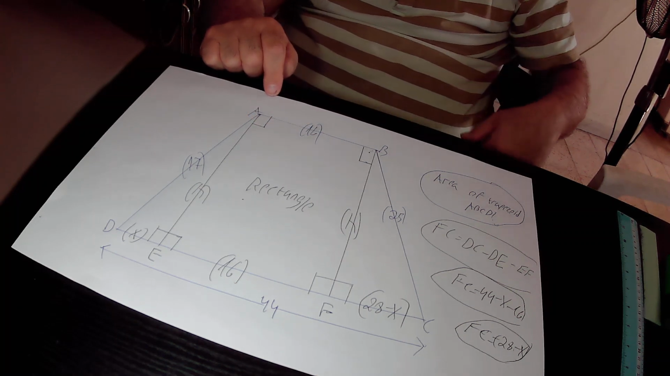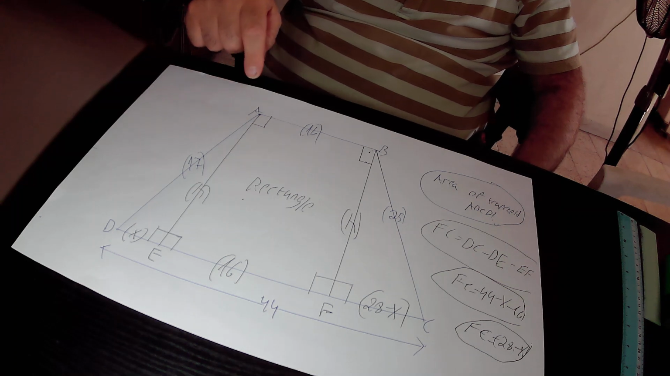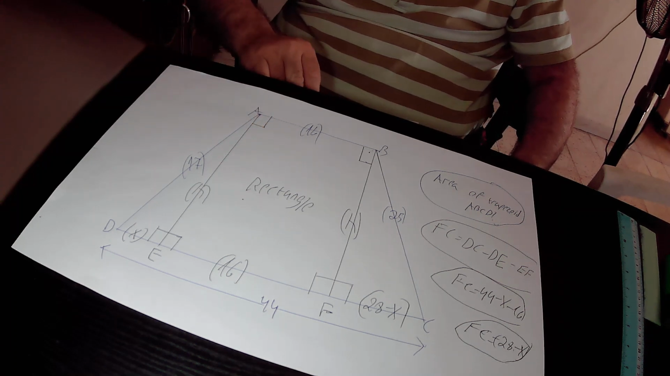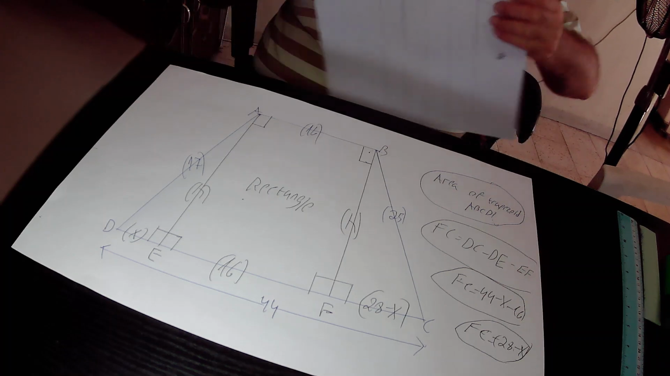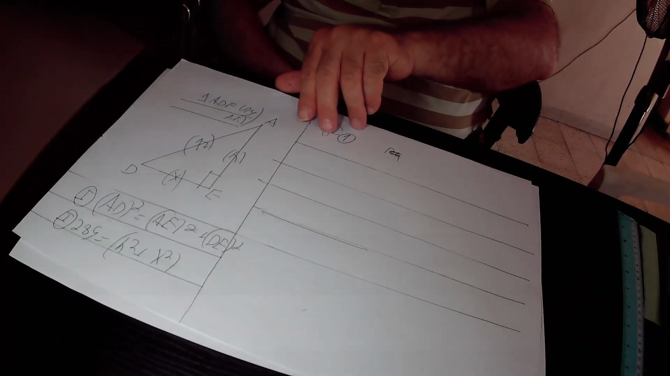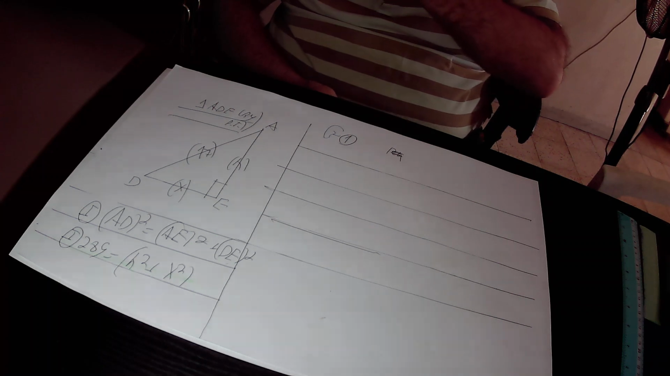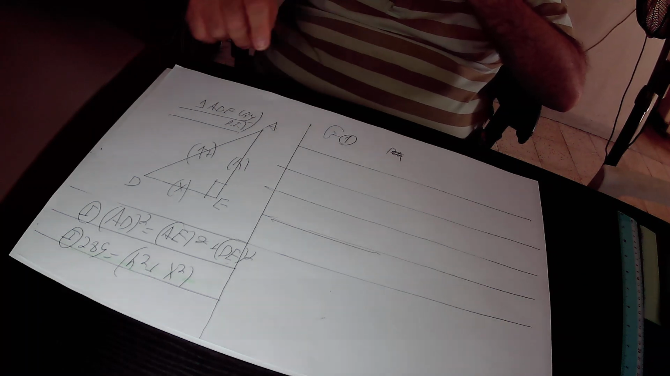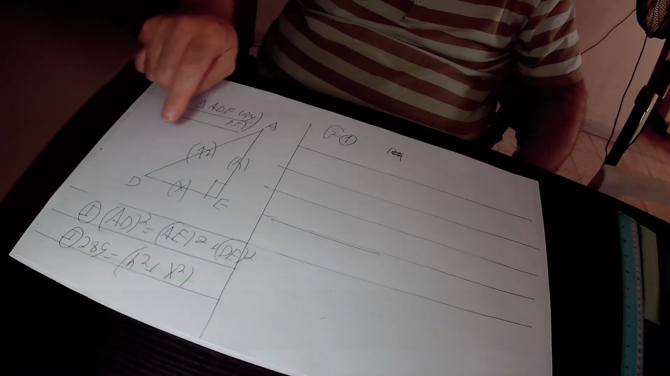In the next step, I copy the right triangle AED onto a new page and implement the Pythagoras theorem on this right triangle, triangle ADE. This is the right triangle ADE that I copied from the original drawing. According to the Pythagoras theorem, in this right triangle ADE, AD squared equals AE squared plus DE squared.